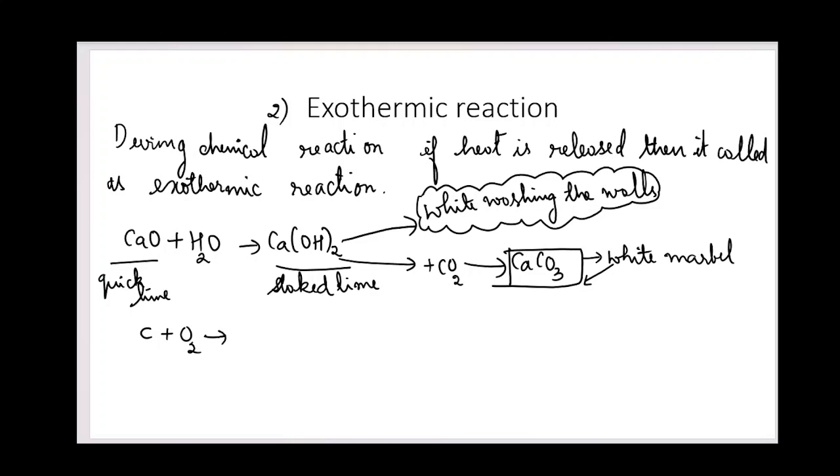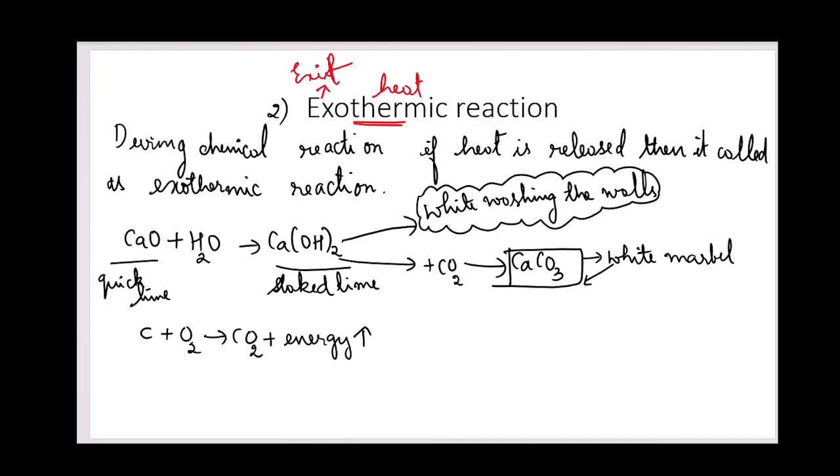Carbon and oxygen give rise to carbon dioxide. When coal is burnt, we get carbon dioxide, and along with that energy is released, heat energy is released. So that is what is called an exothermic reaction. Burning of coal, when something is burnt, we cannot touch it because heat is released there, isn't it? Therma means heat. Exo means exit.